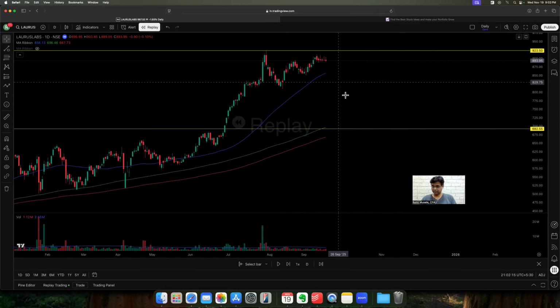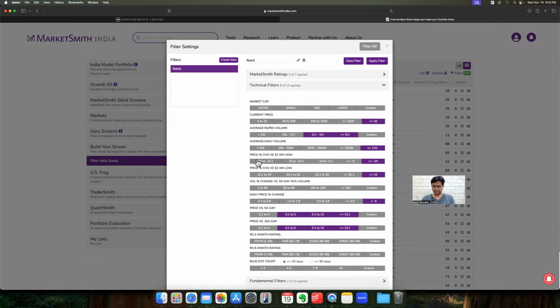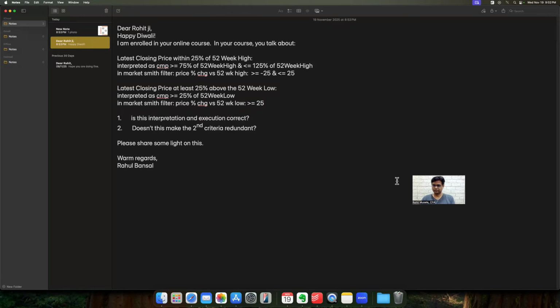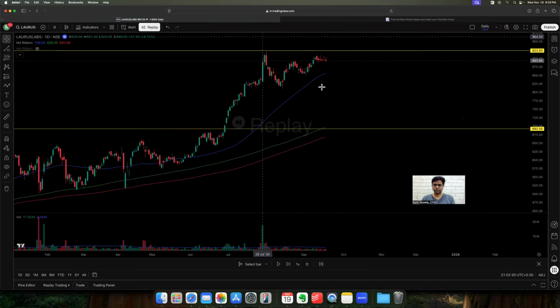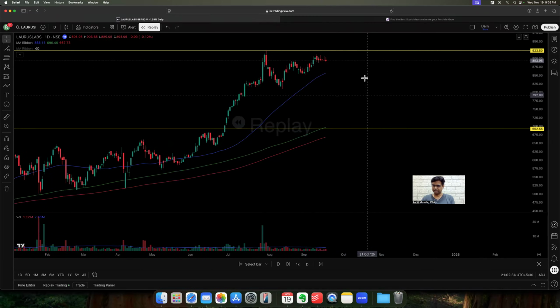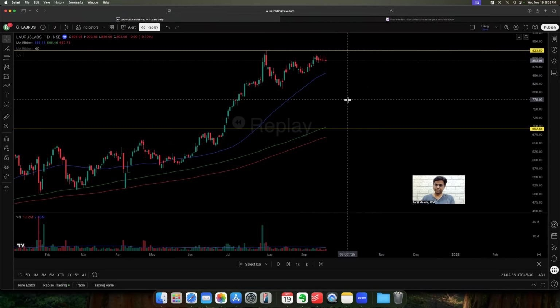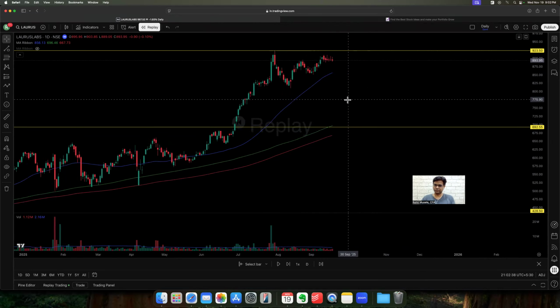So if the current market price is in this band, that stock will come in our list, because in our filter, we have mentioned that price percentage change versus 52-week high is minus 25%. Which means from here, you come down minus 25%. If the price is within that, that will be considered as a stock in our list.